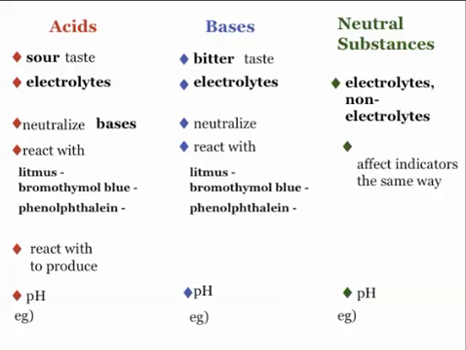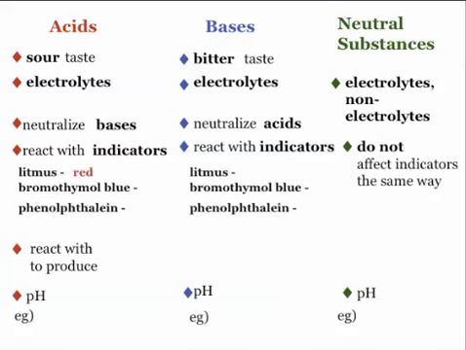Okay? Acids neutralize bases, and bases neutralize acids. Okay? Acids react with indicators. Bases also react with indicators, but neutral substances do not. Okay? So, litmus, if it's an acid, litmus turns red. If it's a base, litmus turns blue. Okay? Bromothymol blue turns yellow if it's an acid, and blue if it's a base. And phenolphthalein is colorless if it's an acid, and pink if it's a base.